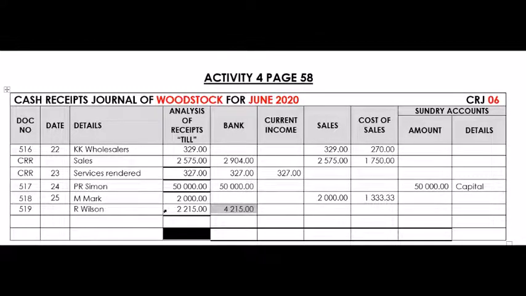And then we have to specify what we received this 2,215 Rand for. We received it for rendering a service, for repairing a bicycle. So it will go to the current income column. And that's it. Don't write it in sales or in cost of sales because we didn't sell something.